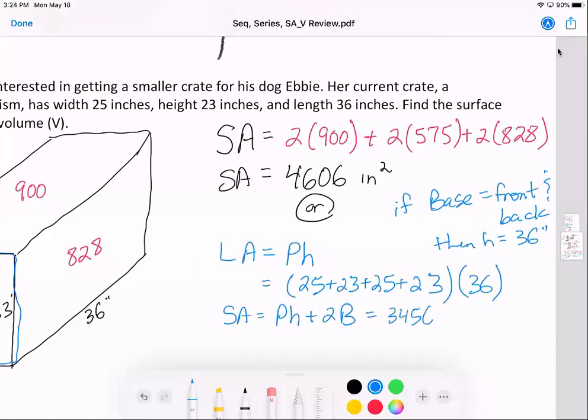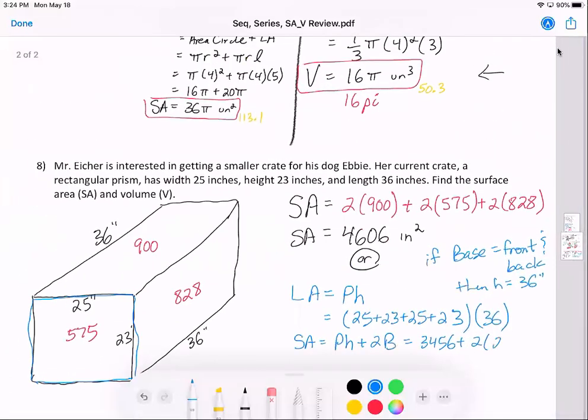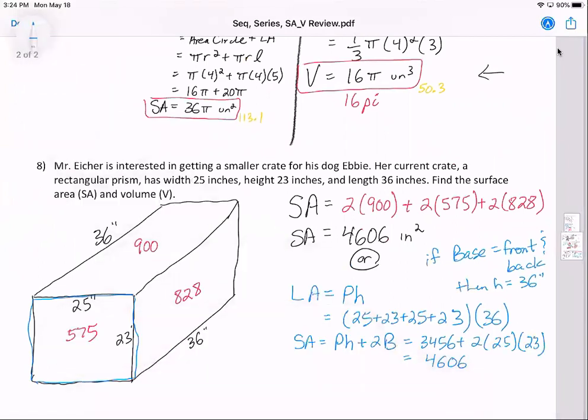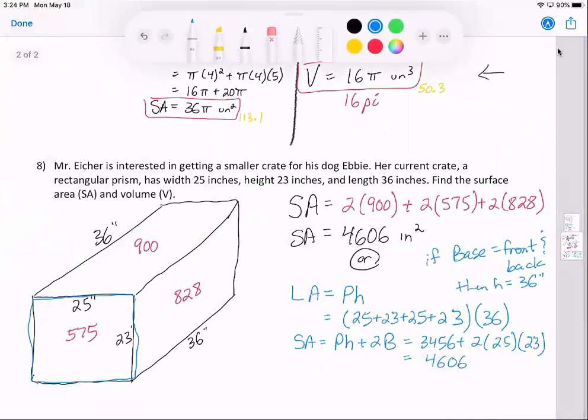So the answer I got for the lateral area was 3456 plus 2 squares. The front square is 25 by 23. And when I calculate that, I get 4606. That was close. But either way, I kind of like the first way because I don't have to remember a formula that eventually I end up forgetting anyway. But either way, you're going to get an answer of 4606.